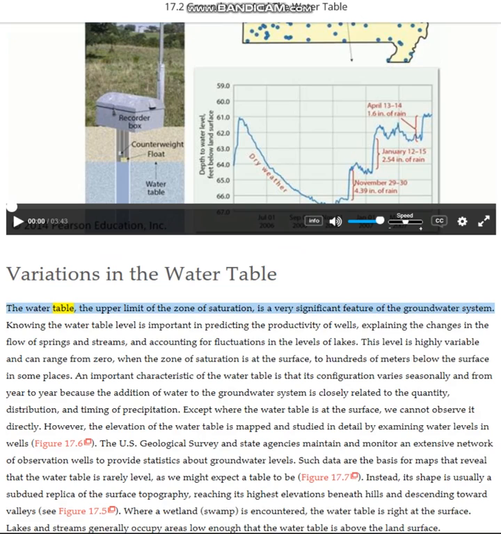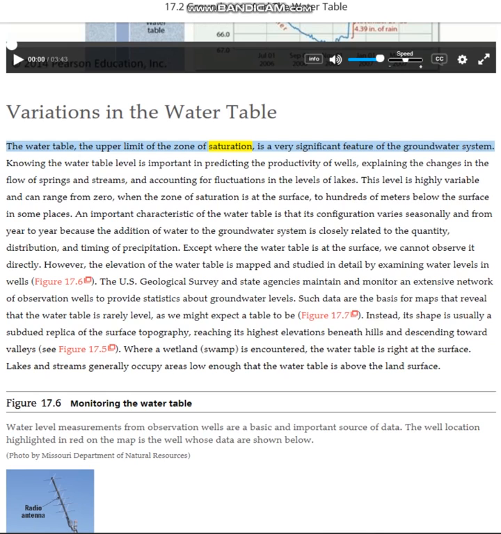The water table, the upper limit of the zone of saturation, is a very significant feature of the groundwater system. Knowing the water table level is important in predicting the productivity of wells, explaining the changes in the flow of springs and streams, and accounting for fluctuations in the levels of lakes. This level is highly variable and can range from 0, when the zone of saturation is at the surface, to hundreds of meters below the surface in some places.